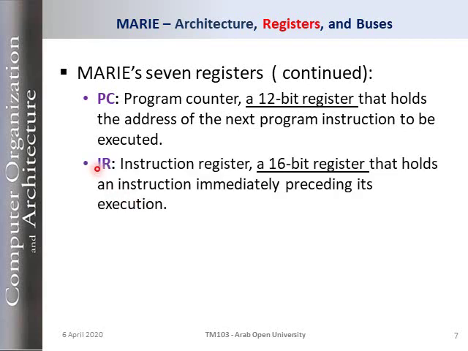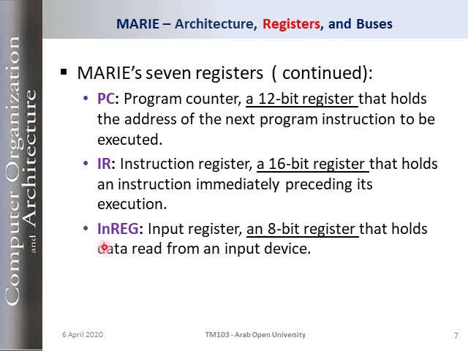Next is the IR, instruction register. It's a 16-bit register that holds an instruction immediately preceding its execution. So the IR is the instruction register. Any instruction that we are executing currently is stored in the instruction register. Any instruction we want to execute later on, we get it from the memory and put it in the instruction register.